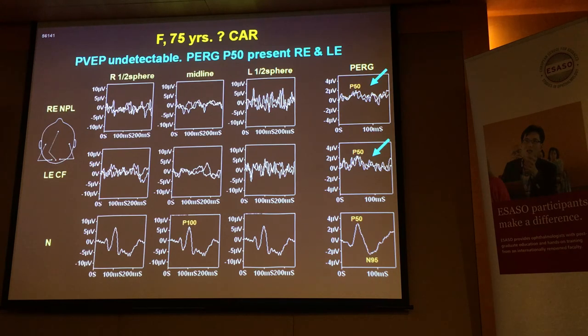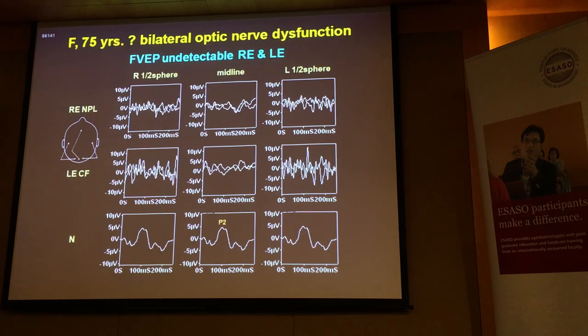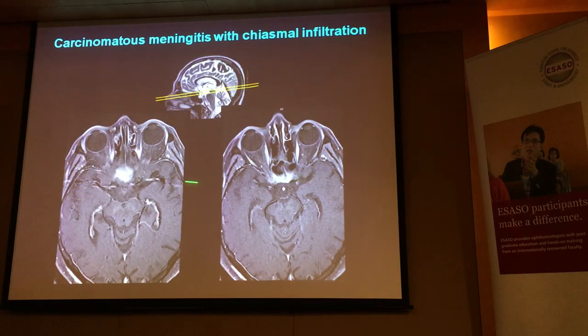So this is disease behind the globe. So the normal so-called CT was changed. No flash VEPs either. And the patient actually has carcinomatous meningitis with infiltration of the optic nerve.